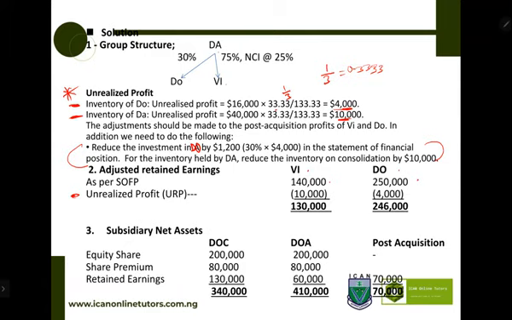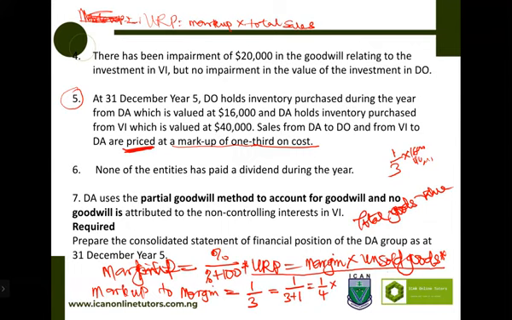So remove the unrealized profit, the value of unsold, because they are the seller. Look at the questions. As at 31st of December, DO, which is the parent company, owes inventory purchased during the year from DA. DO is owing DA. DO holds inventory from DA, which is valued at 16,000. And they hold inventory purchased from V, which is valued at 40,000. So sales from DA to DO and from V to DA are priced at markup. Is that taken?